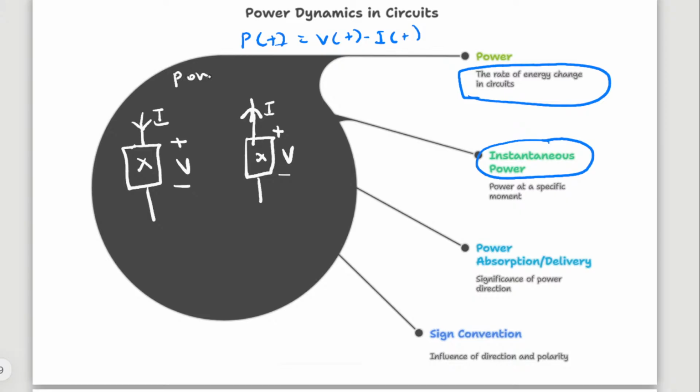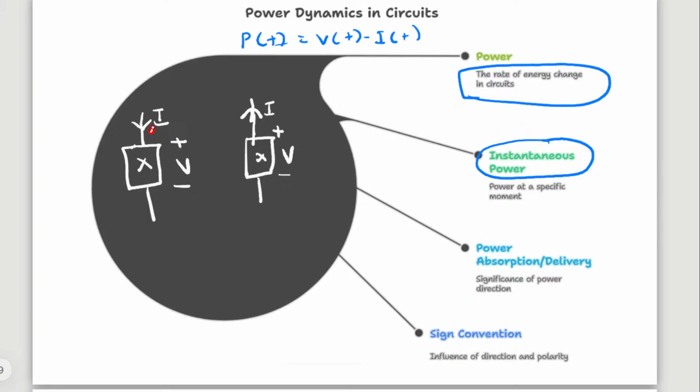Power. Power delivered and power absorbed. That is what we are going to discuss here. This is very important. Here, just look at the polarity only.